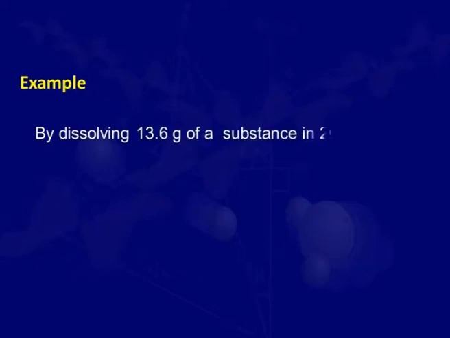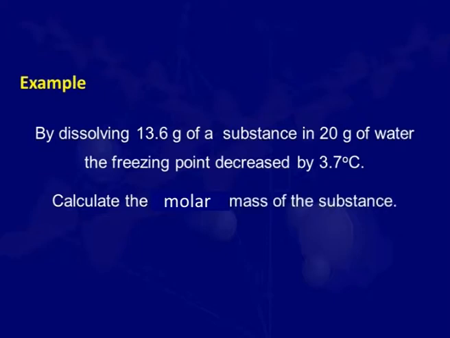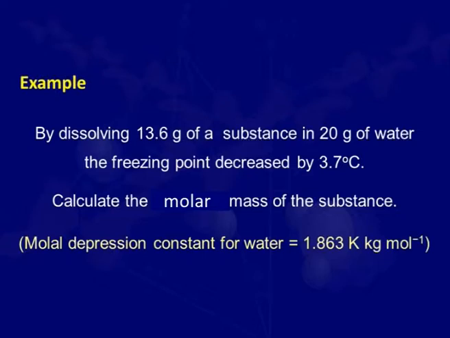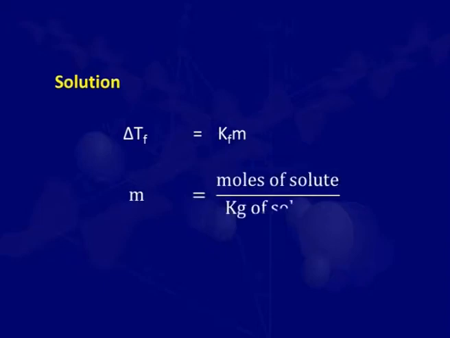We can also calculate molecular masses with the help of some examples. By dissolving 13.6 grams of a substance in 20 grams of water, the freezing point decreased by 3.7 degrees Celsius. Calculate the molar mass of the substance. Molar depression constant of water is equal to 1.863 Kelvin kg per mole. You can use the same expression, delta Tf is equal to Kf into molality. Molality will be equal to moles of solute divided by kg of solvent.